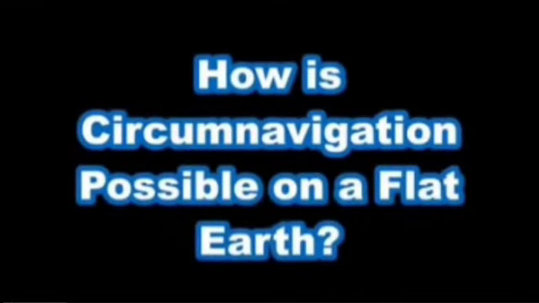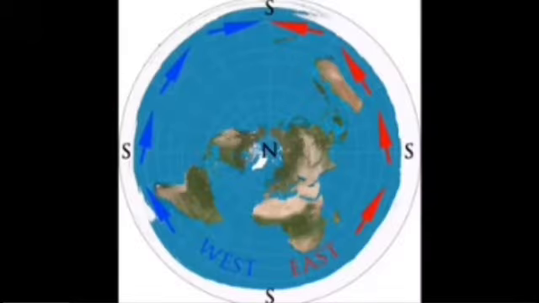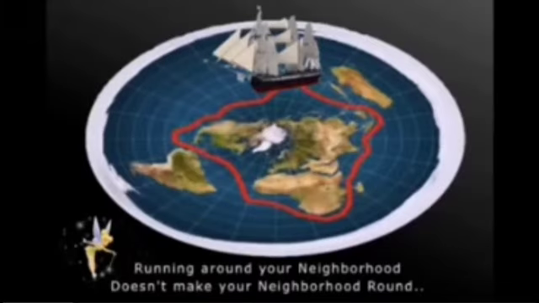How is circumnavigation possible on a flat Earth? On the flat Earth model, circumnavigation simply means traveling east to west. If you go east for long enough, you will end up back where you started, and the same goes for west. Ferdinand Magellan's journey, which was credited as the first circumnavigation of Earth, just circled from east to west around the flat Earth. This doesn't prove that the Earth is flat or spherical, because it can work for both models.